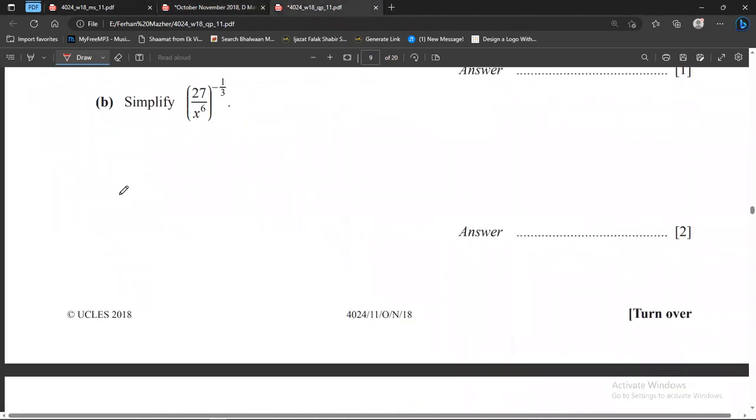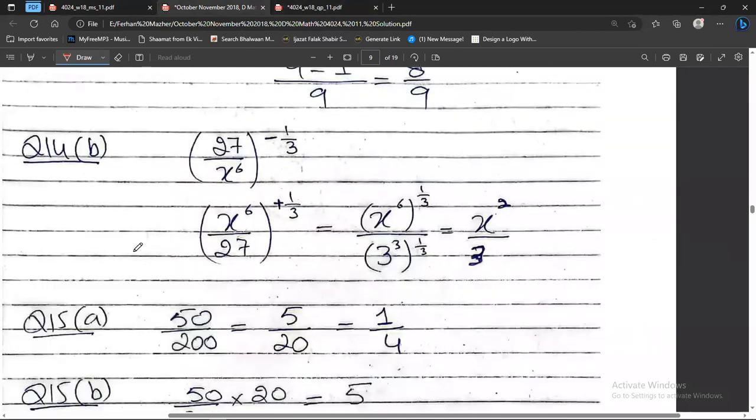Question number 14, it's B part. It says simplify. We have 27 divided by x raised to power 6, the whole thing raised to power minus 1 by 3. Because the power is negative, first of all, I will reciprocate the fraction inside the bracket. When I do this, the power will become positive. So I will have x raised to power 6 divided by 27, and the whole thing raised to power 1 by 3. Now this power is for both of them, so I will give both of them the power 1 by 3. So you will have x raised to power 6 raised to power 1 by 3, and 27 raised to power 1 by 3 is 3.